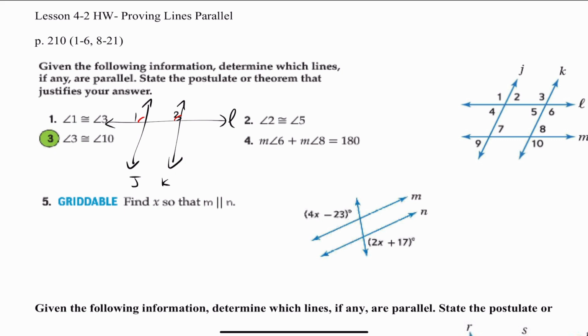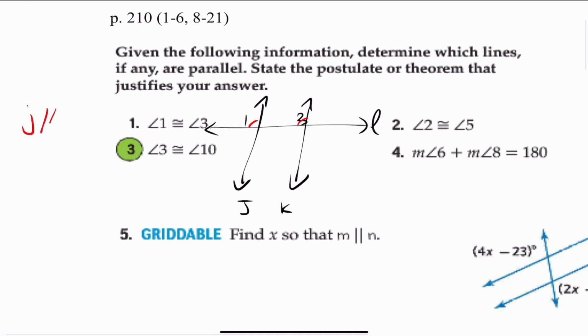Comparing this region to this region here, that's my transversal, by the way. Comparing this region to this region right here, they are corresponding, and they are congruent. So what do you say about these two lines here? Well, I say that J is parallel to K by the corresponding angles converse, okay?